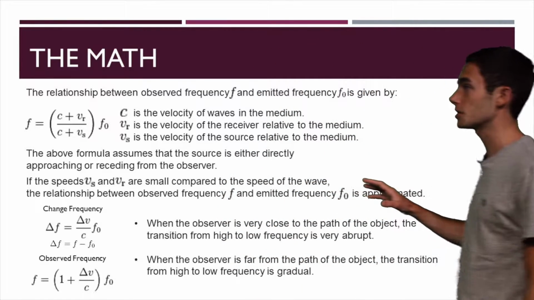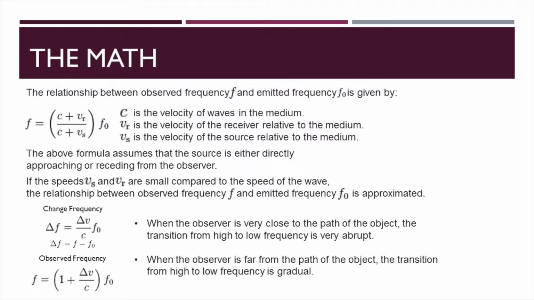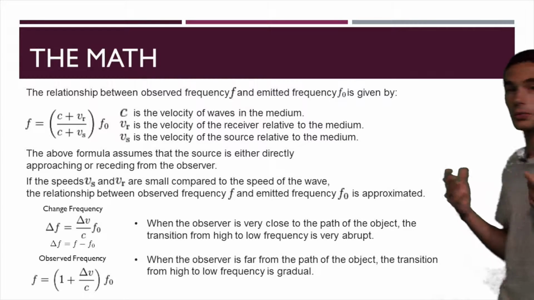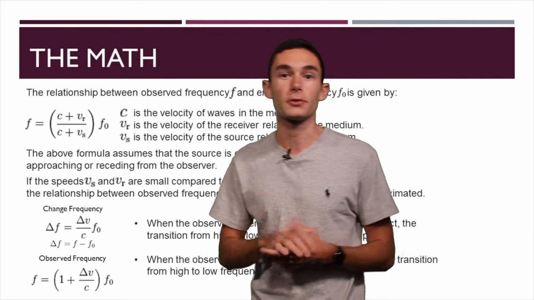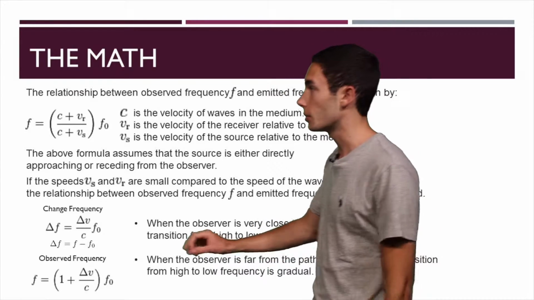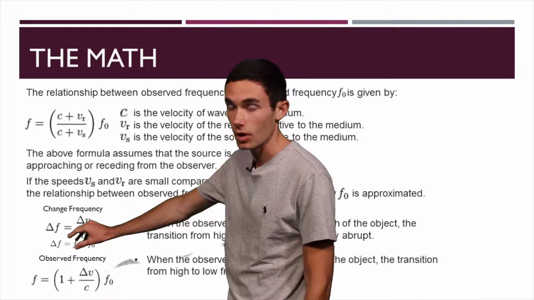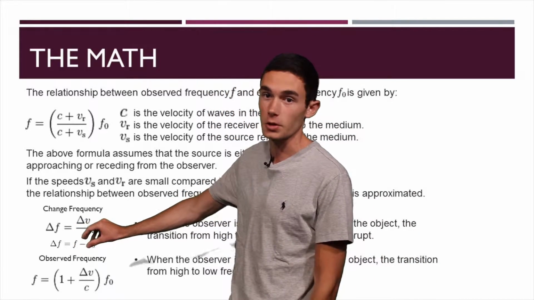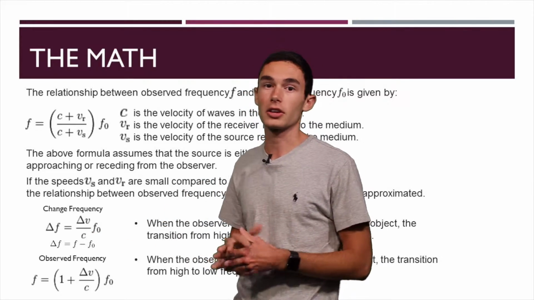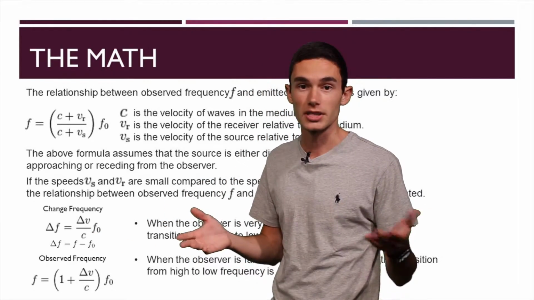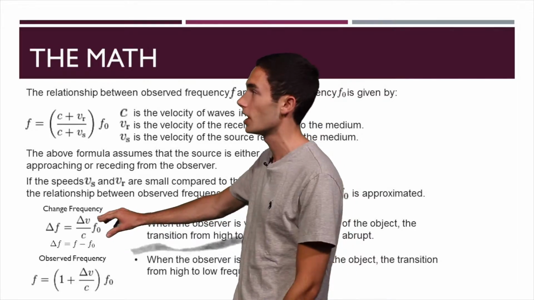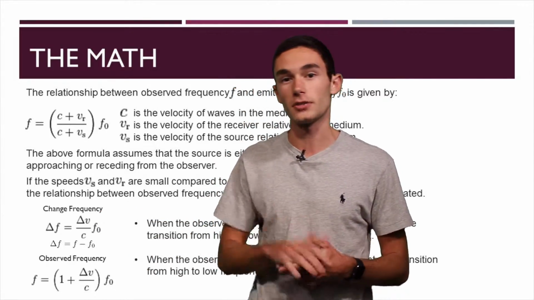When the observer is very close to the path of the object, the transition from high to low frequency is very abrupt, and when the observer is far from the path of the object, the transition from high to low is gradual. So if we were to use an equation and calculate frequencies with an approaching car horn, we would use this equation right down here in small font, and this would give us the change in frequency. And then if we wanted to calculate change in frequency of an ambulance siren approaching, we would use this one as well. And now we will send it off to Will to give you some examples.